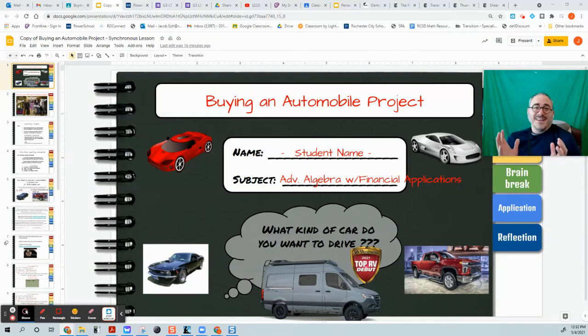All right, welcome. This class is Advanced Algebra with Financial Applications, and we're going to be doing some project learning this week. So if you go on into your Google Classroom, look for the buying an automobile project. All right, buying an automobile project. Here's what it's going to look like.